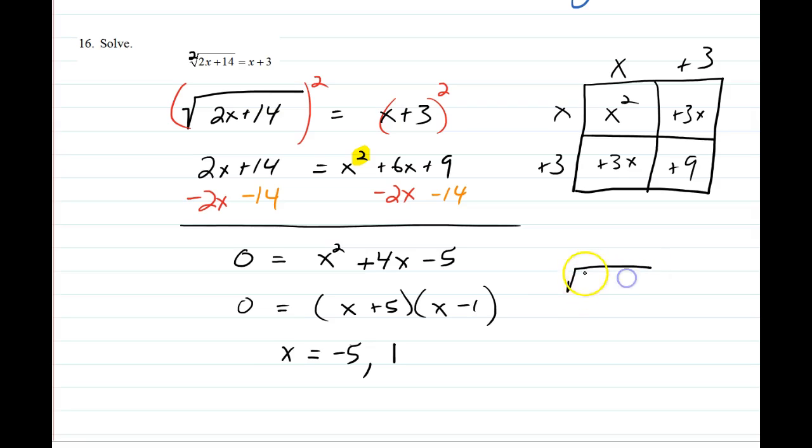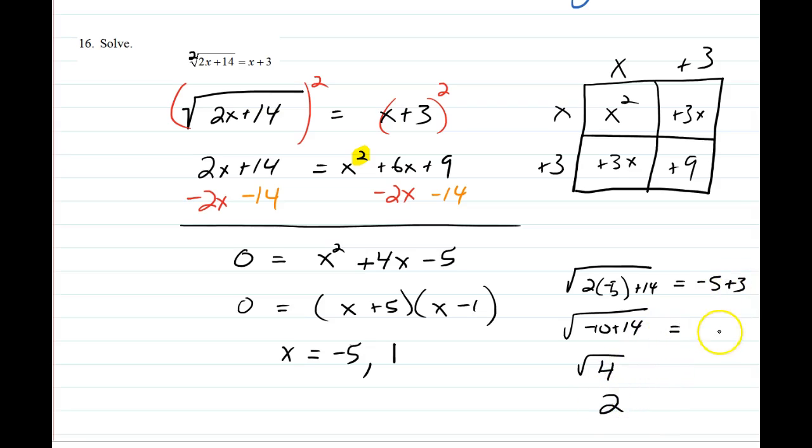And so let's do the first one. 2 times negative 5 plus 14. Does that equal negative 5 plus 3? So this is negative 10 plus 14. The square root of 4 is positive 2. But over here we get negative 2. And so 2 is not equal to negative 2, so this is a false answer. It's an extraneous solution.